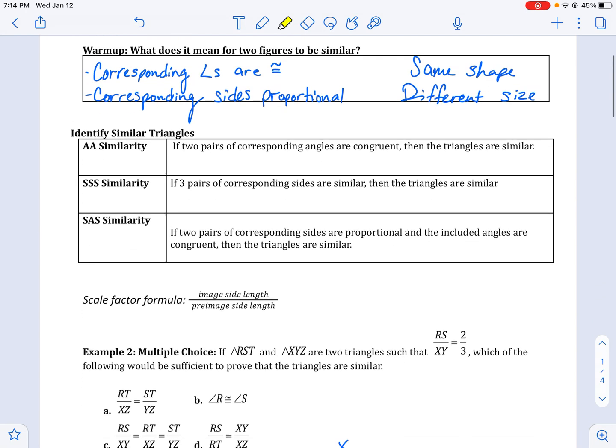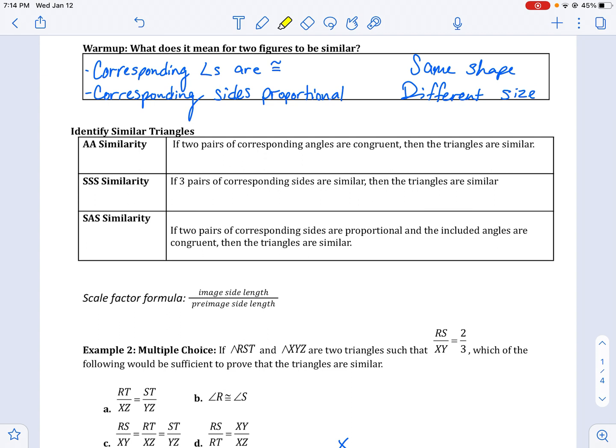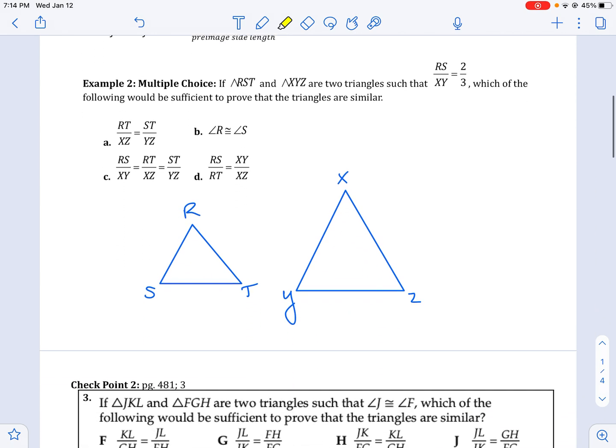Yesterday we mentioned that there are some theorems we could use to prove similarity. We could use angle-angle similarity. If two pairs of corresponding angles are congruent, then you've got similar triangles. You could also use side-angle-side, where the two sides are proportional, and then the included angle would be congruent, and finally side, side, side, if you have all three pairs of corresponding sides are proportional. So here's a multiple choice question for you.